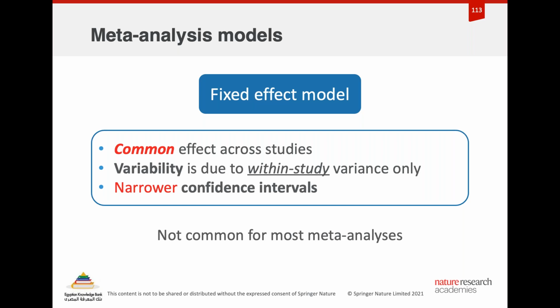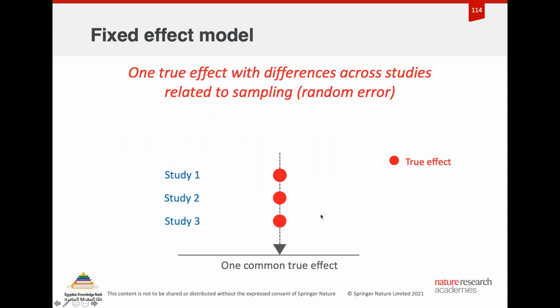Now, one of the benefits, one of the reasons people like fixed effect models, is they generally give you narrow confidence intervals, which makes the results look more robust. However, they're not really that common. Why? Well, again, this is what this means, graphically speaking. That means that for the intervention you're looking at, there is one true effect, which will be true for everyone, regardless of who they are, where they live, age, etc. It's going to be true for everyone.